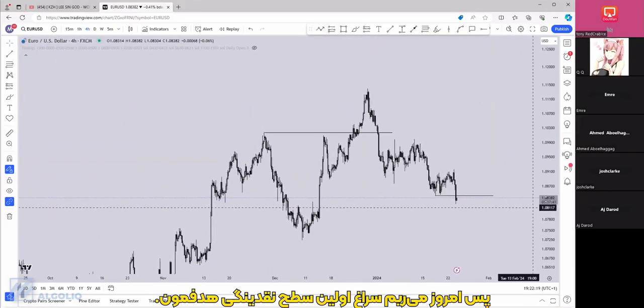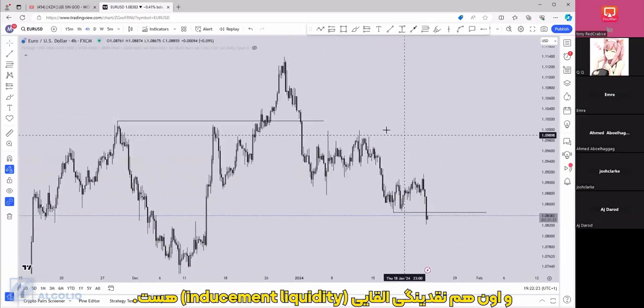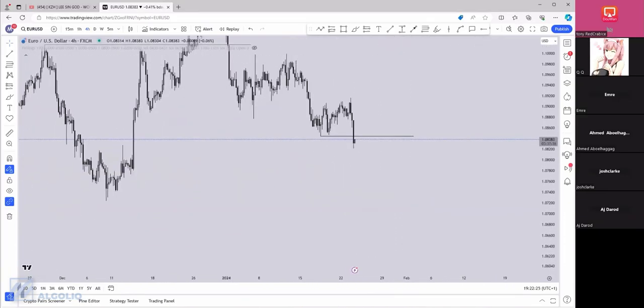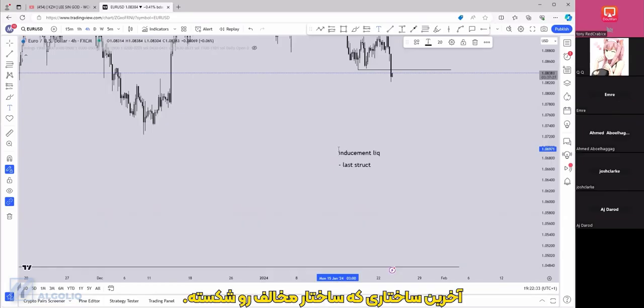So we'll go to our first objective liquidity level today, and that's going to be inducement liquidity. Inducement liquidity definition is just the last structure that broke opposite structure.